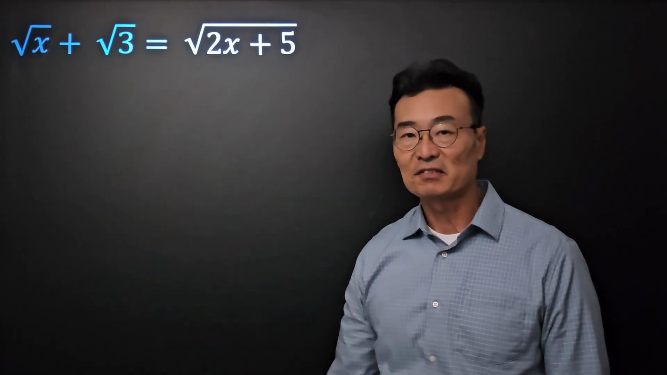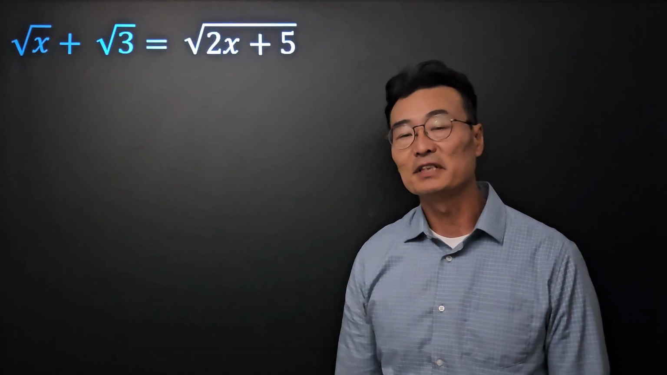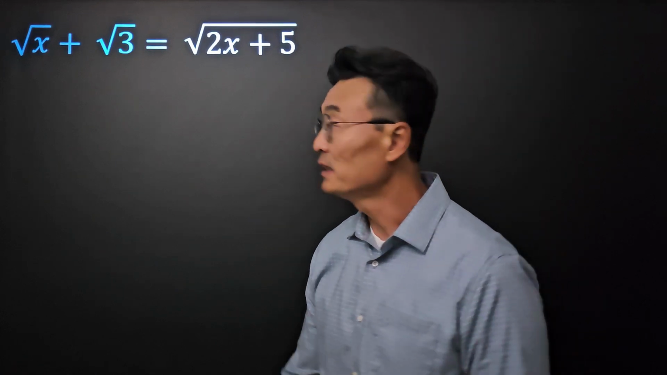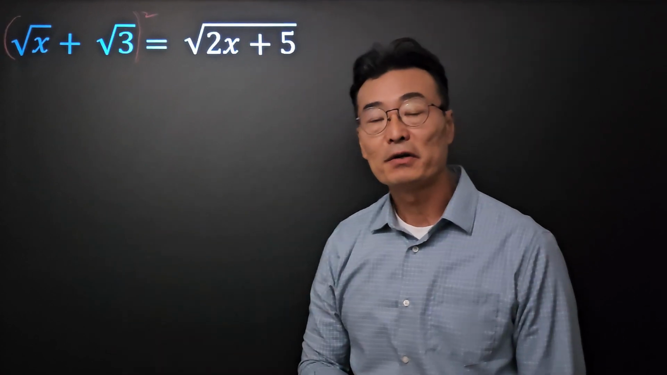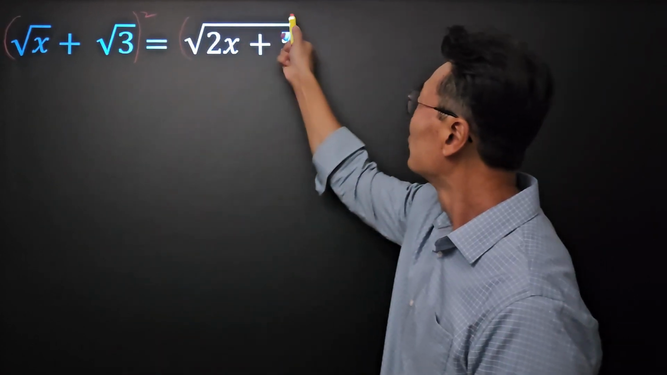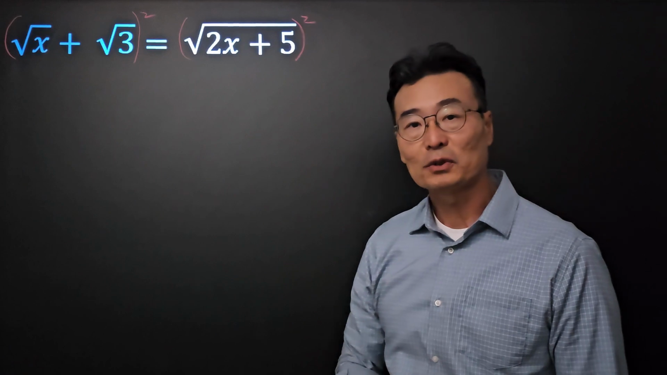To solve for the x in this equation, we need to get rid of the square root signs. And to do that, we want to go ahead and square the left side and square the right side.